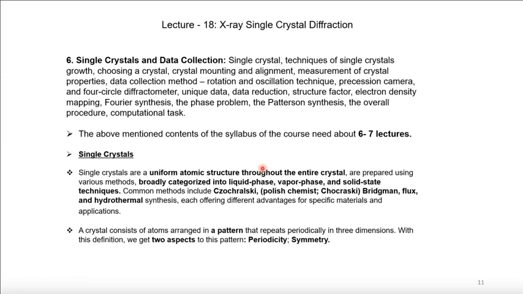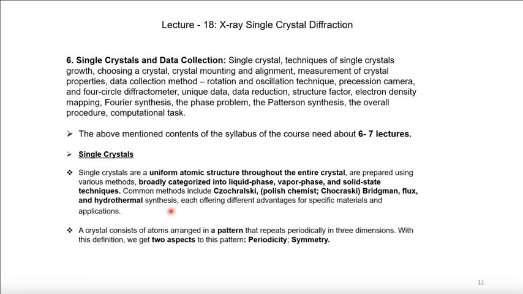And what do we get from a single crystal? Single crystals have a uniform atomic structure throughout the entire crystal. How do we prepare a single crystal? By many methods: liquid phase, vapor phase, or solid state techniques, we prepare single crystals. And there are very many different techniques to prepare single crystals. Hydrothermal synthesis we can also do.